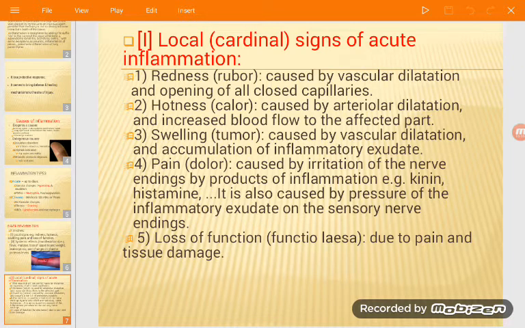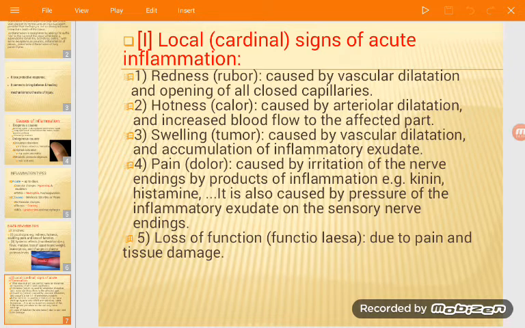The redness occurs due to vascular dilatation. Also, the hotness: increased vascular dilatation leads to increased blood flow, which leads to hotness. The swelling is due to increased vascular permeability and accumulation of the inflammatory exudate outside the blood vessels in the tissues.